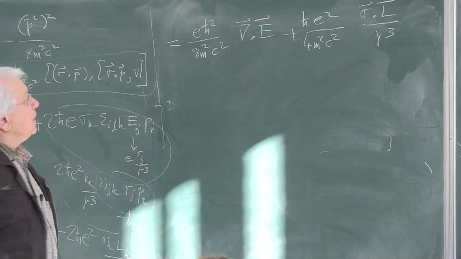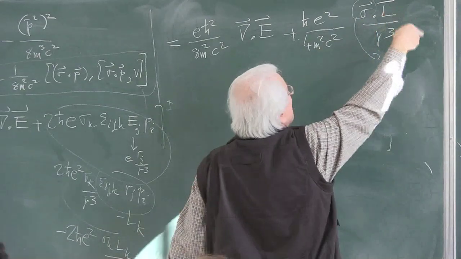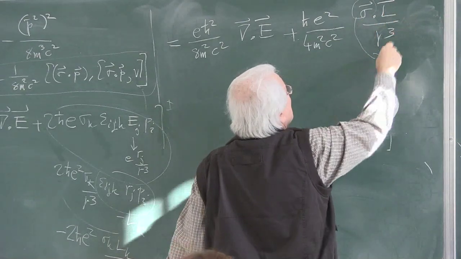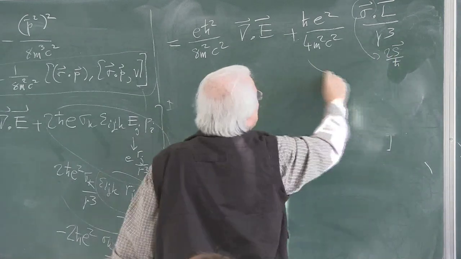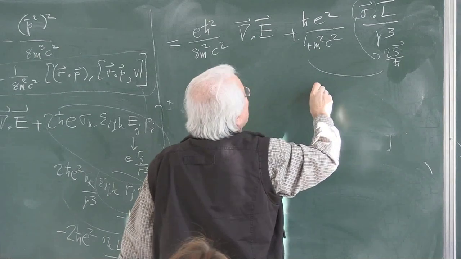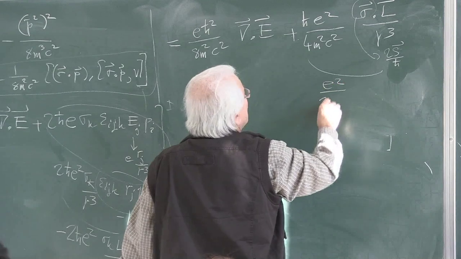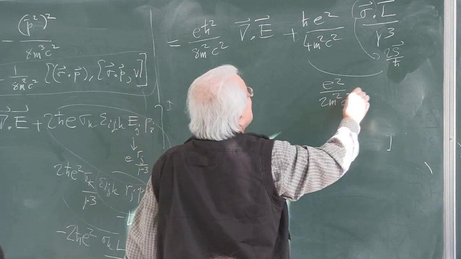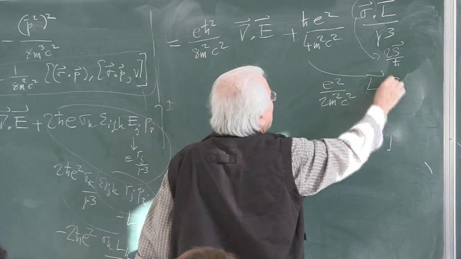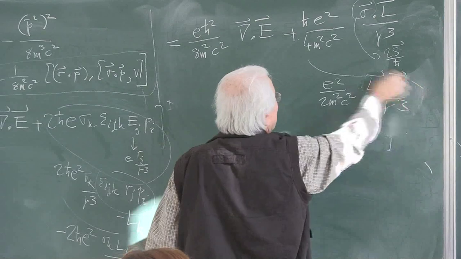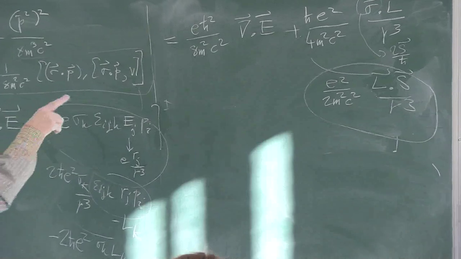Now I can put the expression in. S is h bar over 2 sigma, so sigma is 2S over h bar. So this becomes now, indeed, e squared over twice m squared c squared, S dot L or L dot S, whichever, over r cubed. Isn't this beautiful? The spin orbit term came from there.